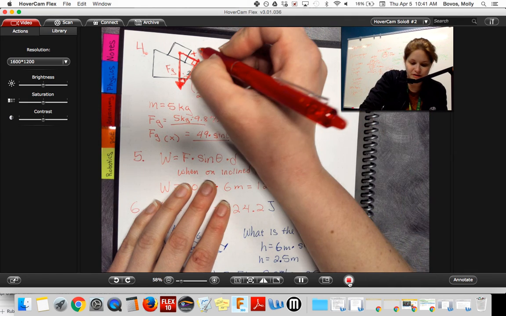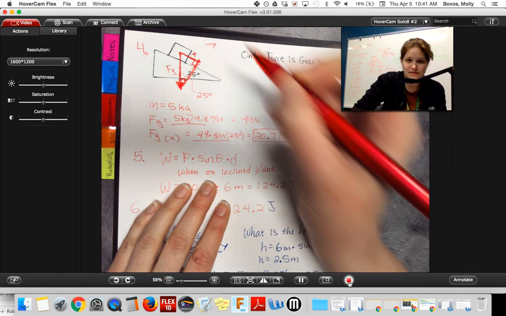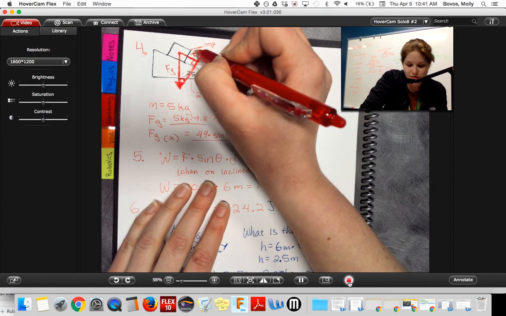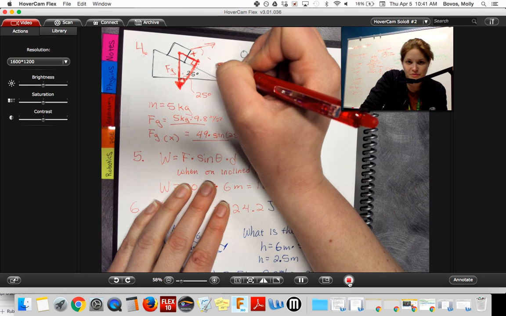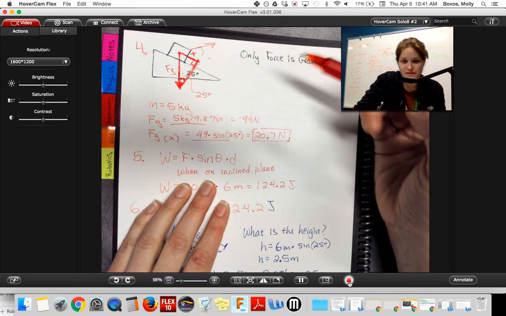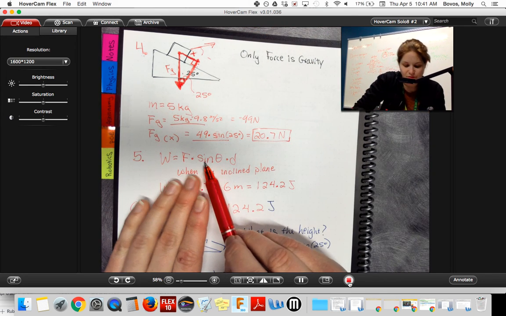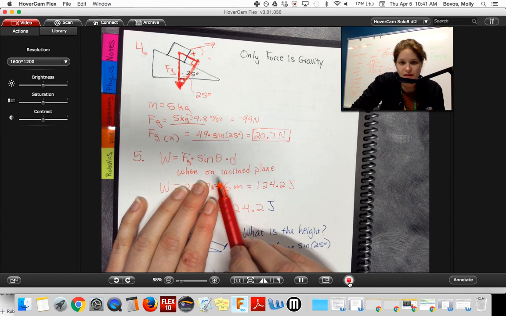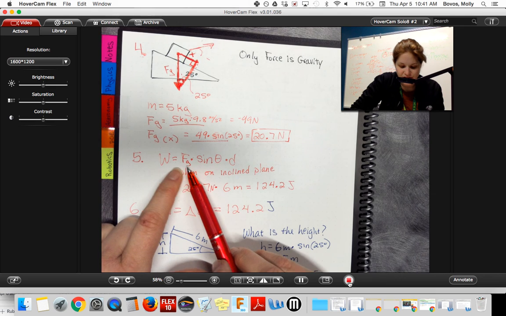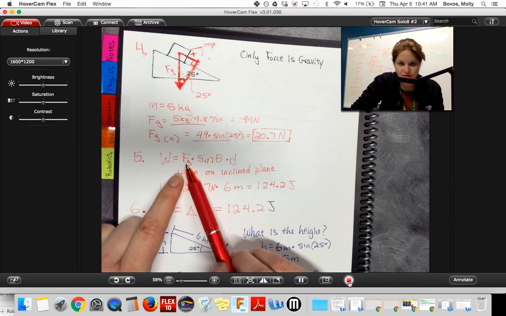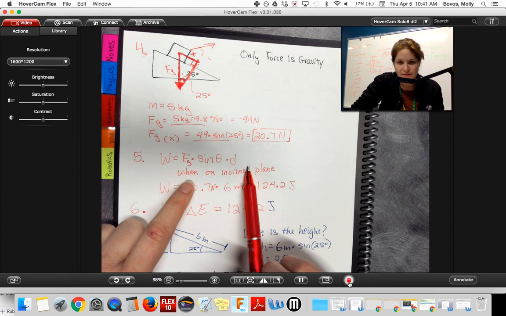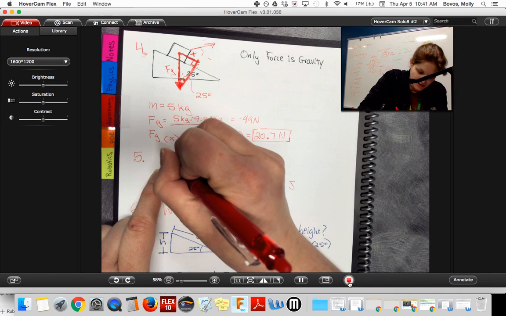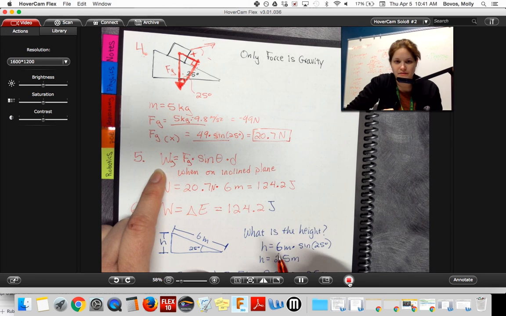If I actually reached over here and I pulled at a different angle like this, we would still want to use cosine to figure out how much was pulling this way. That would still work. But what I want you to know is if we're looking for that force due to gravity on an inclined plane, essentially you've got force due to gravity times sine of theta times distance will give you how much work gravity is doing on the inclined plane.